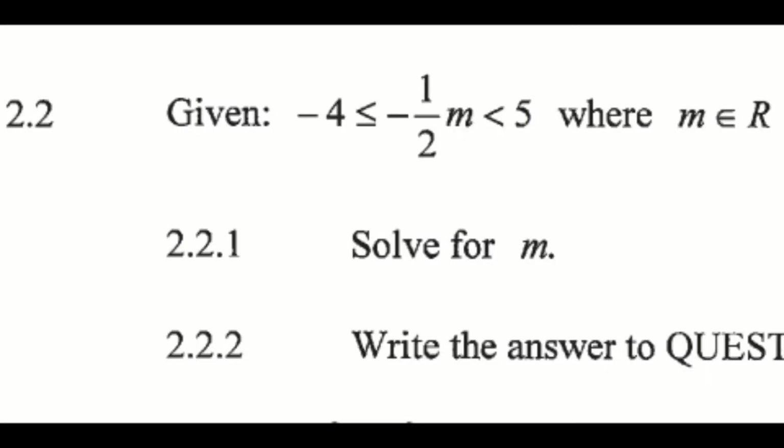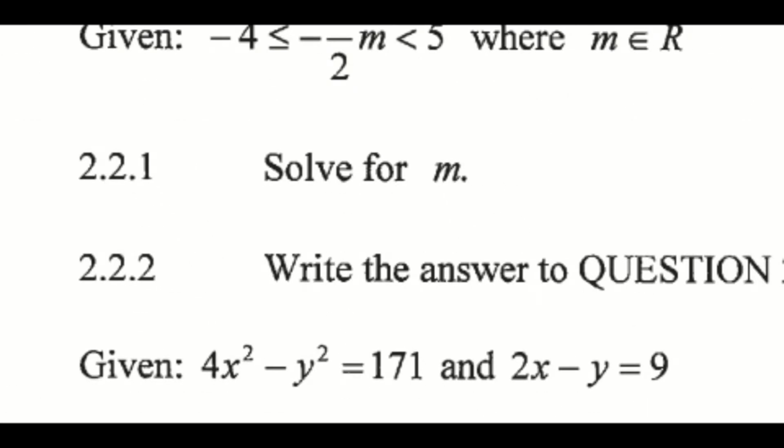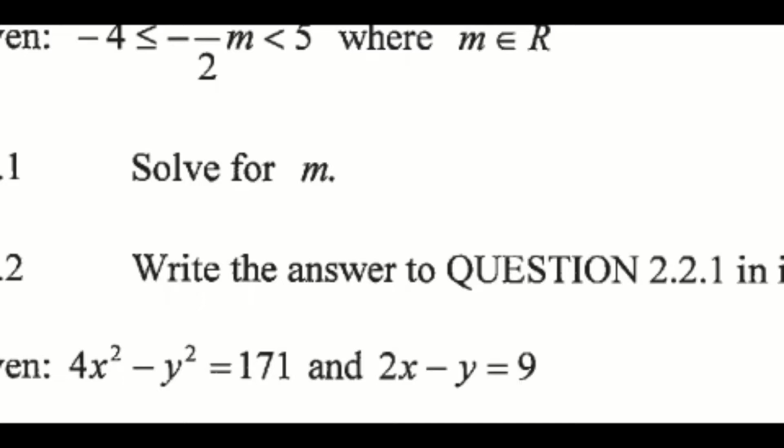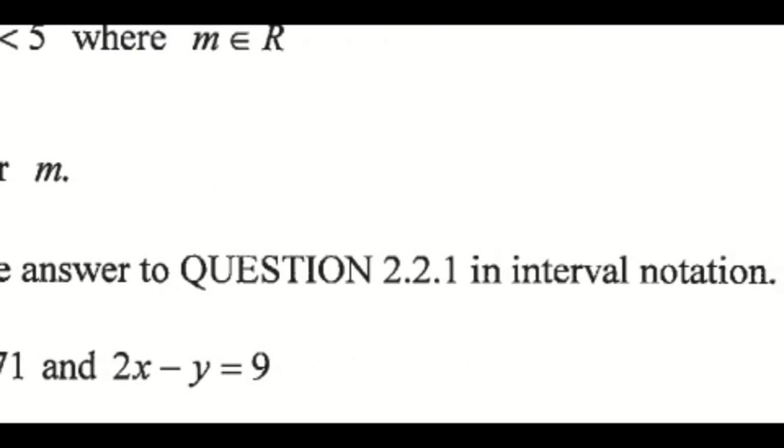We have a question over here, question 2.2, and it reads as follows. Given negative 4 is less than or equal to negative half m, which is less than 5, where m is an element of real numbers. Question 2.2.1 says that we should solve for m, and the subsequent question, question 2.2.2, says that we should write the answer to the previous question 2.2.1 in interval notation.